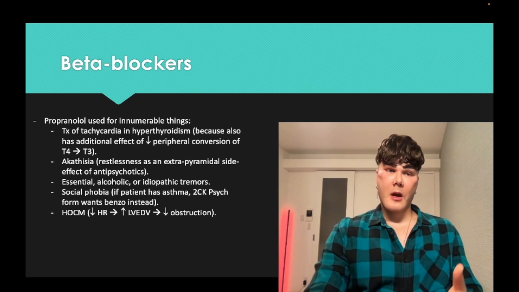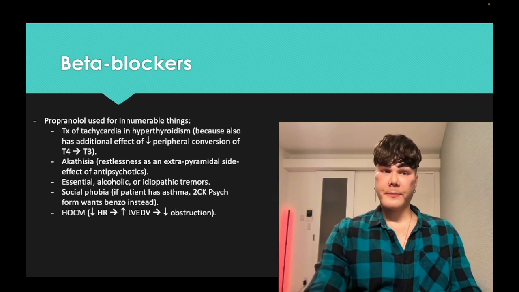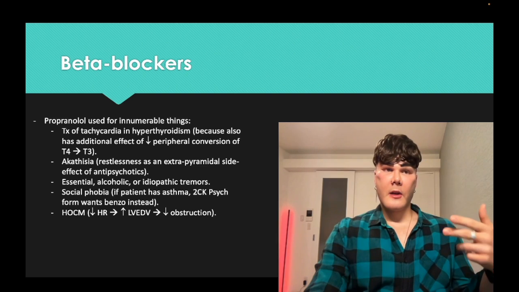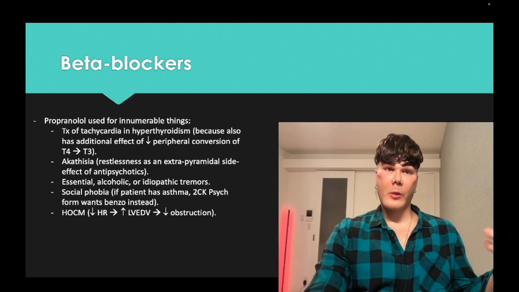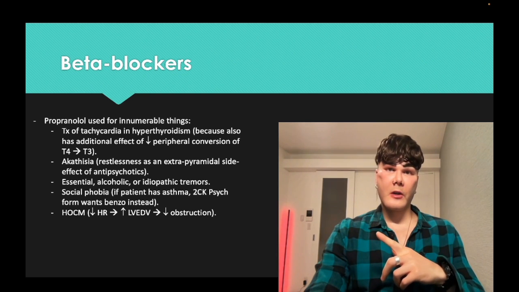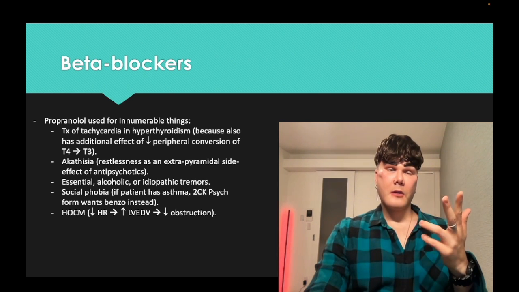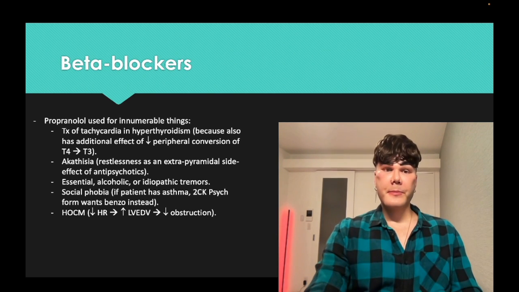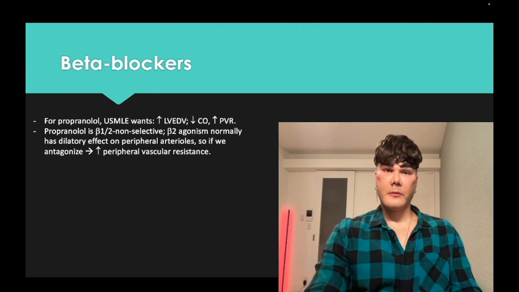And then hypertrophic obstructive cardiomyopathy. These patients have worsened left ventricular outflow obstruction with less volume in the heart. So if you slow the heart rate and you increase preload, end diastolic filling, then you can help mitigate the murmur. And so that's another use case for propranolol.